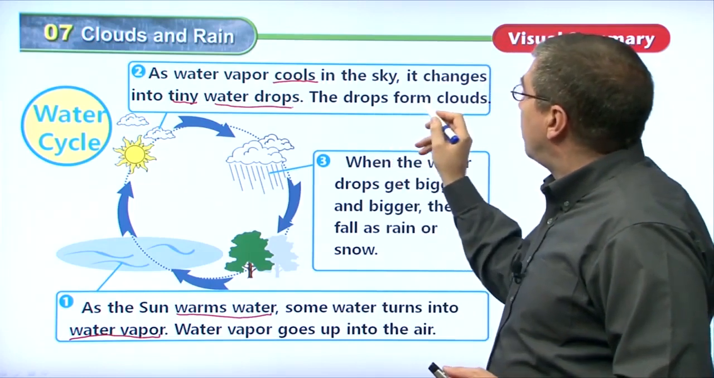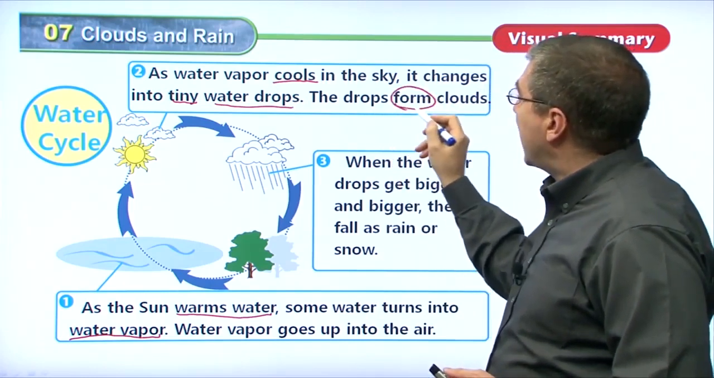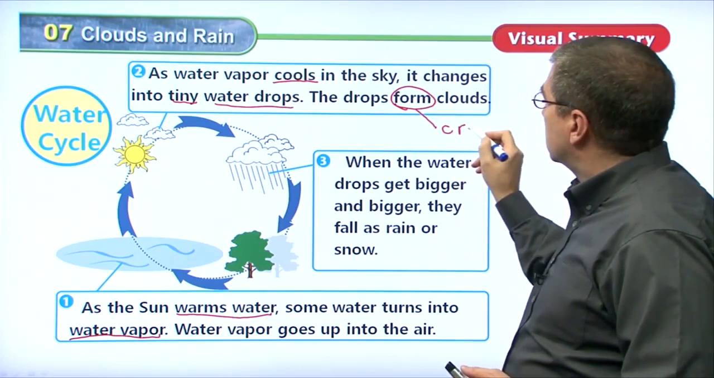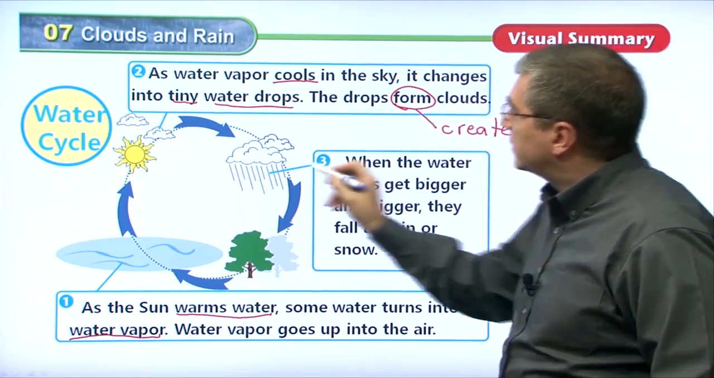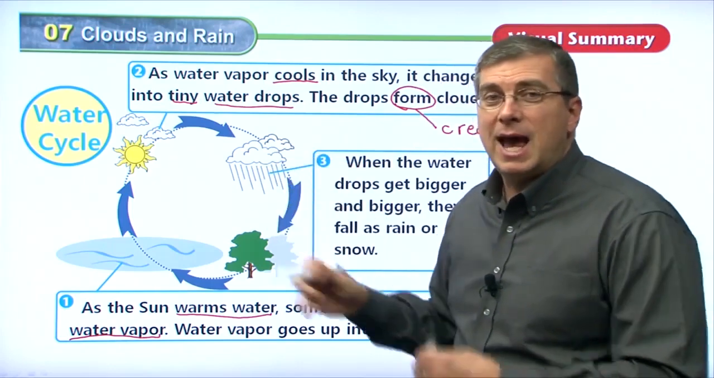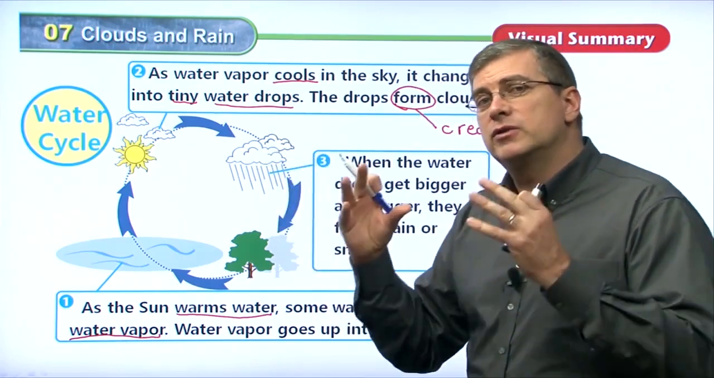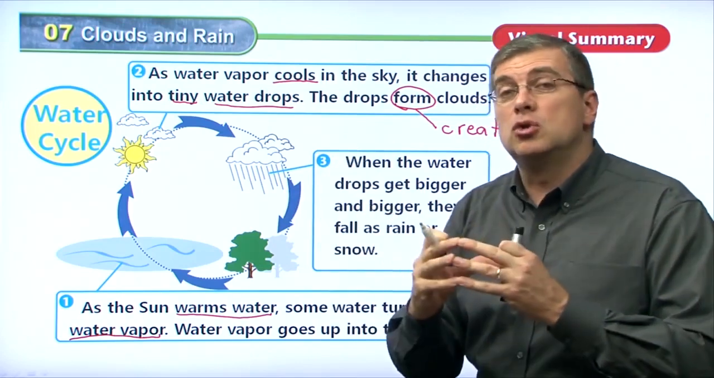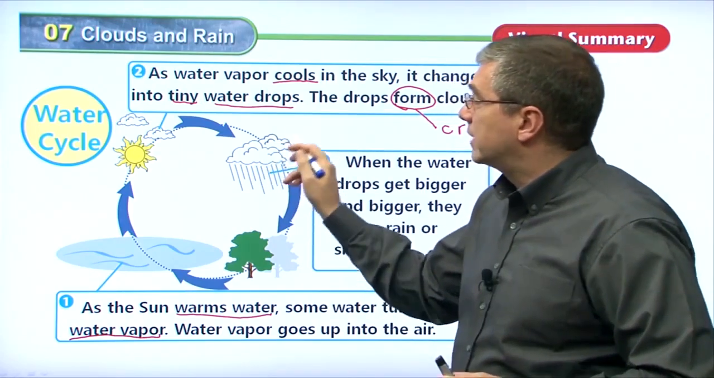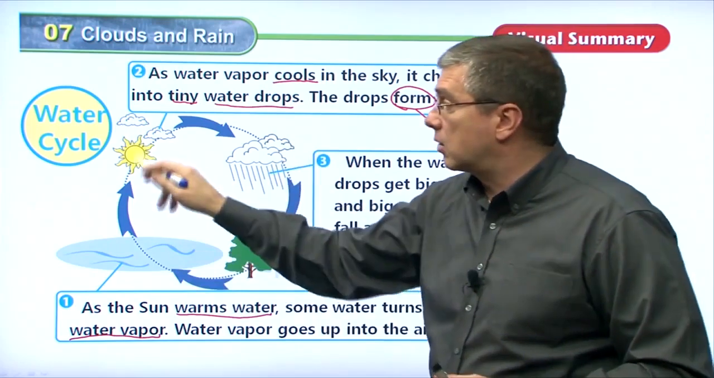The drops form, create, make, the drops form clouds. And this is how clouds are made, how clouds are created. Because those tiny drops of water get together because it's getting cooler and they form clouds. That's the second stage in our diagram.